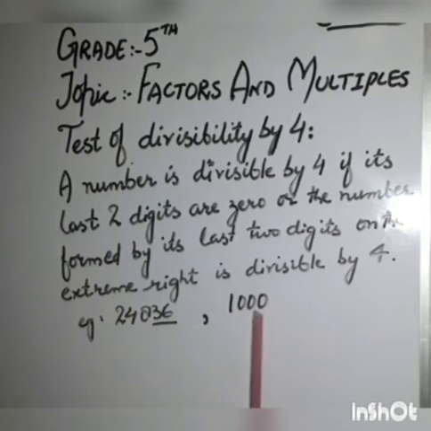This number is having zeros at its last two digits. The last two digits of this number are 0, so this number is also divisible by 4. So जब किसी नंबर के लास्ट के दो डिजिट्स 0 हो तो वो नंबर भी divisible by 4 होता है. क्लियर? So लास्ट के दो डिजिट्स 0 हो तब भी divisible by 4 है, या लास्ट के दो डिजिट्स अगर divisible by 4 है तब भी वो नंबर divisible by 4 होता है. क्लियर?